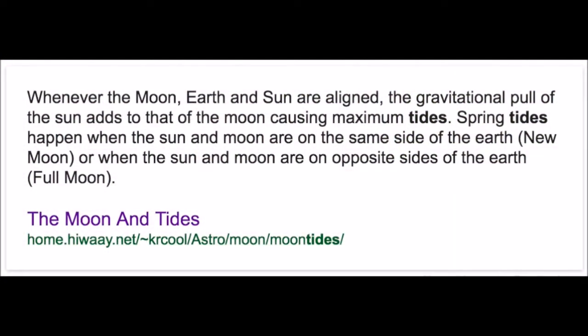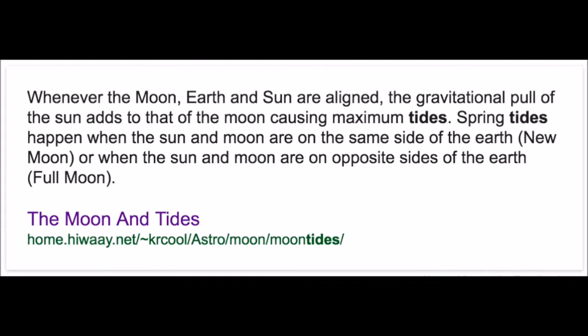So I go on Google and I read, whenever the moon, earth, and sun are aligned, the gravitational pull of the sun adds to that of the moon, causing maximum tides. Spring tides happen when the sun and moon are on the same side of the earth, new moon, or when the sun and the moon are on opposite sides of the earth, full moon.